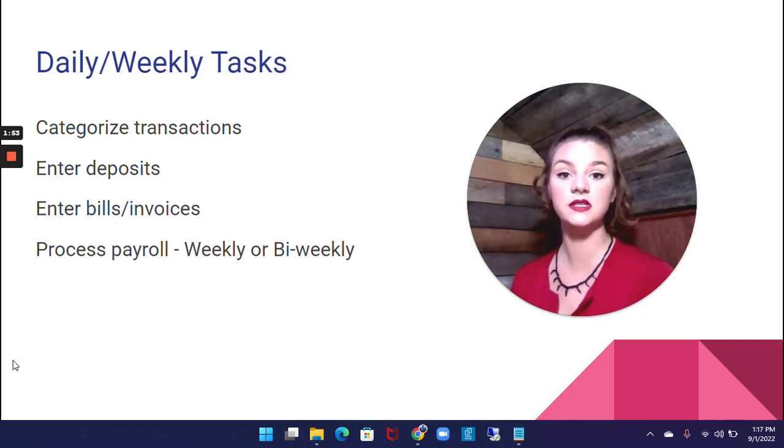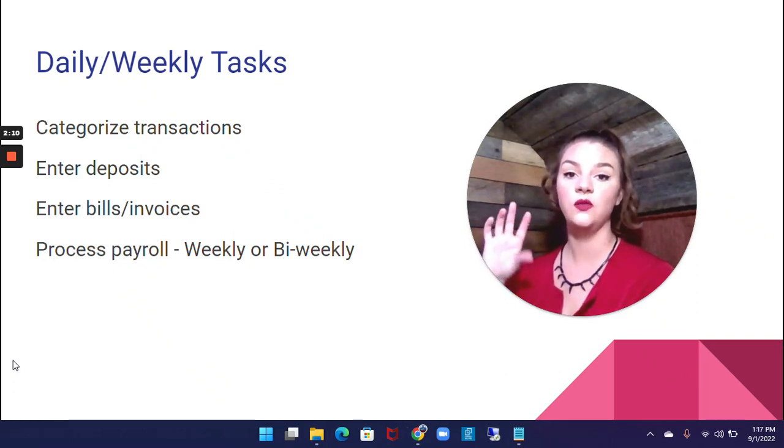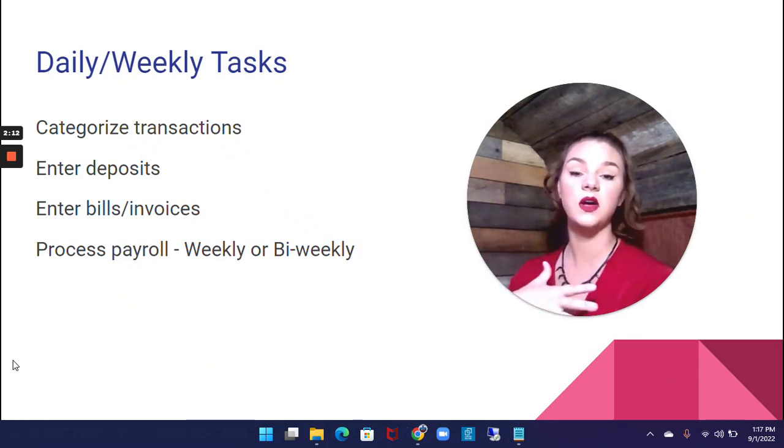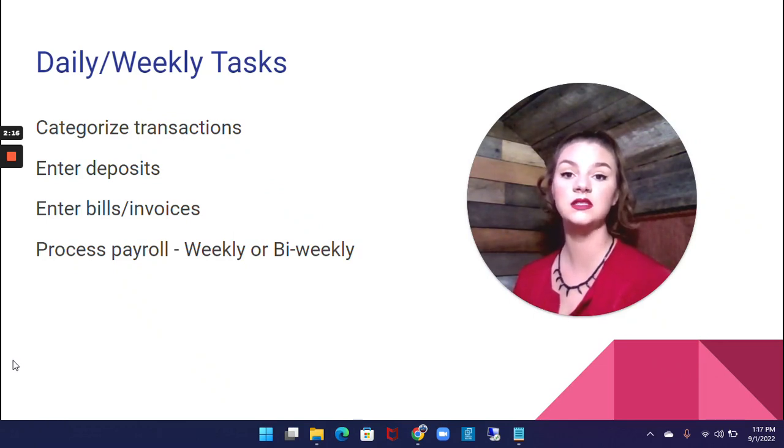Next thing you want to do is enter deposits. So any deposits that are coming in, you want to make sure that that income is being accounted for, and you can match this to the invoices that are coming through. Make sure that those accounts receivable are actually being paid down and taken care of. So those deposits that are coming through, make sure that they match to any invoices that are coming through QuickBooks. That way that income can be accounted for and that those invoices can show as paid.